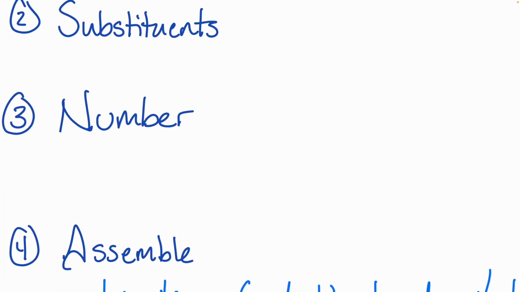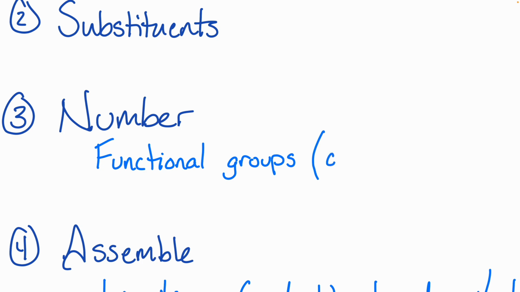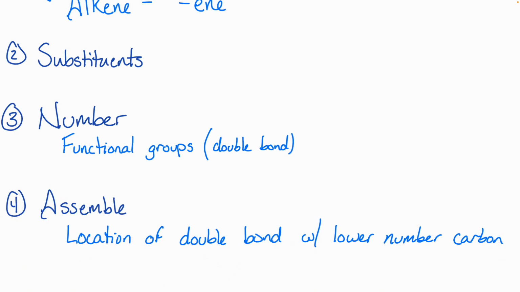So under our numbering here, we're going to make a note that our functional groups, aka that double bond, gets priority when you number. Okay, and what does this word priority mean? It means you ignore everything else in your molecule and you're only going to pay attention to the location of that double bond when assigning your numbering scheme.